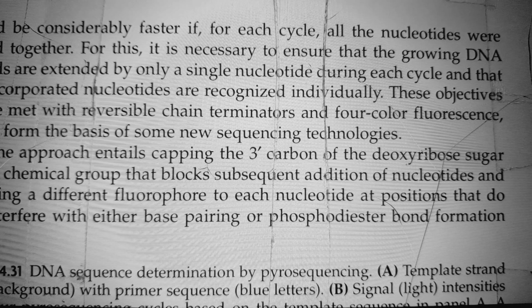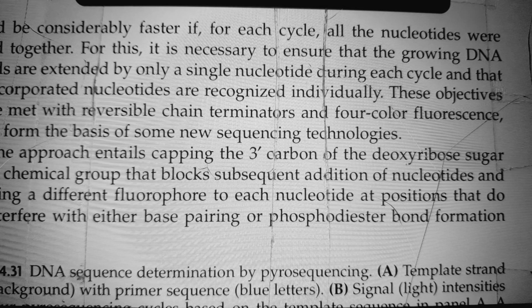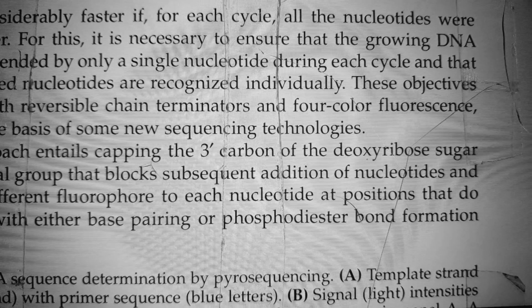For this, it is necessary to ensure that the growing DNA strands are extended by only a single nucleotide during each cycle, and that the incorporated nucleotides are recognized individually. These objectives can be met with reversible chain terminators and 4-color fluorescence, which forms the basis of some new sequencing technologies. One approach entails capping the 3' carbon of the deoxyribose sugar with a chemical group that blocks subsequent addition of nucleotides, and attaching a different fluorophore to each nucleotide at positions that do not interfere with either base pairing or phosphodiester bond formation.